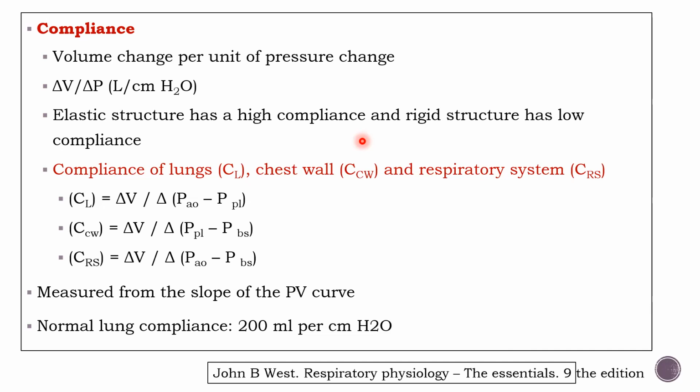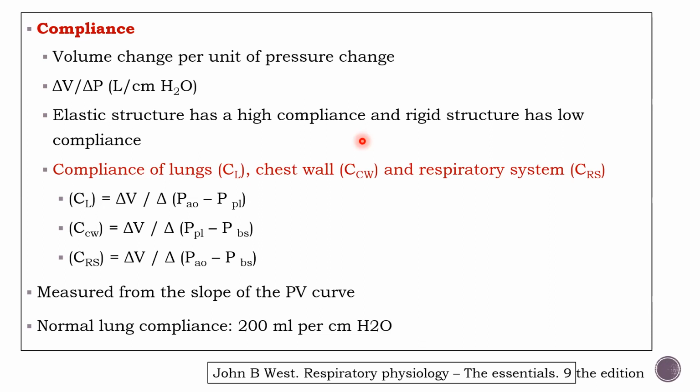If the change in the volume is high, that is called highly compliant. If the change in the volume is less, that is called low compliance. This wall is least compliant, highly elastic and least compliant. You can also understand in a very gross way, elasticity and compliance are quite opposite properties of any structure.